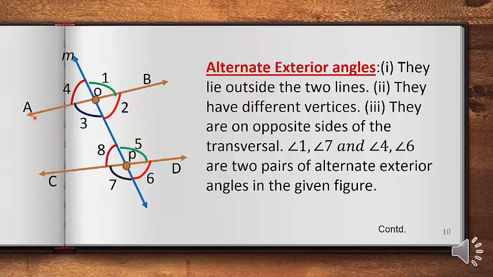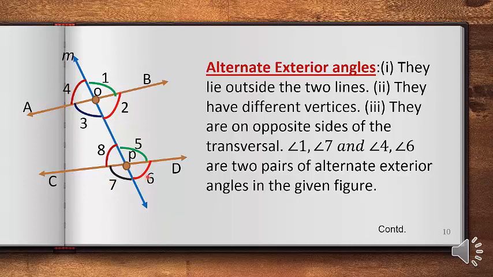Here line AB and line CD are cut by the transversal M. Here already you know children, angle 2, angle 3, angle 8 and angle 5 are interior angles. Now here you see angle 1, angle 4, angle 7 and angle 6 are called exterior angles since they lie outside line AB and also outside line CD. So what are the exterior angles? Angle 1, angle 4, angle 7 and angle 6.